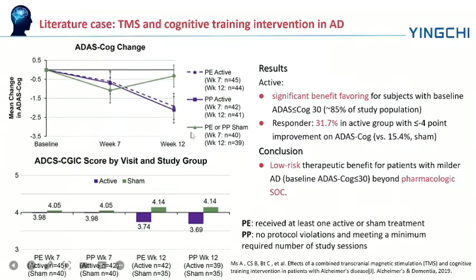And as you can see, compared to the sham group, both the ITT group, which received at least one active treatment, and the PP group, with no protocol violations and meeting the minimum required number of study sessions, have acquired better results compared to the sham group. And thus we can draw a conclusion that there is low-risk therapeutic benefit for patients with milder AD, and the effects of TMS are beyond the pharmacological standard of care.